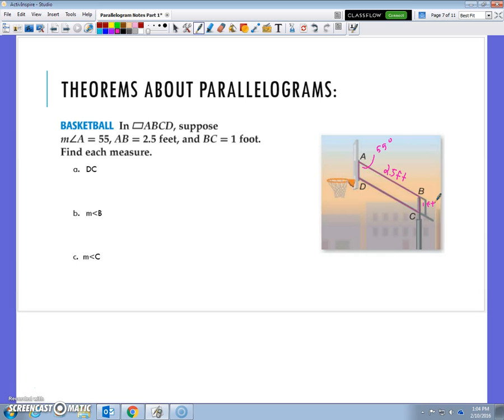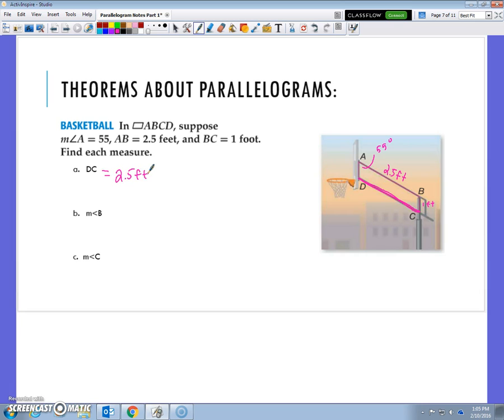Okay, find each measure. So the first measure we're going to be looking for is DC. One of the theorems we know is that if this is a parallelogram, then DC must be congruent to AB. So because I know that this is congruent to this guy, and I know that guy is 2.5, then DC must also equal 2.5 feet.